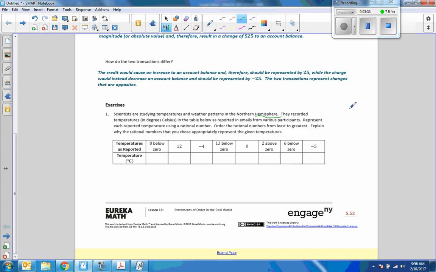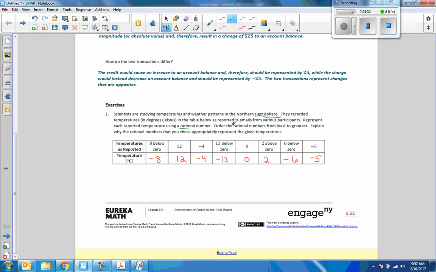Represent each reported temperature using a rational number. Rational meaning ratio is the root of rational. Rational numbers are any numbers, positive or negative, that can be represented as a fraction. Order these rational numbers from least to greatest and explain why the rational numbers that you chose appropriately represent the given temperatures. So this says 8 below 0. Below 0 means it's negative, so I'm going to put negative 8. 12, that's positive, so it's 12 degrees. Negative 4 is below 0, it's negative. 13 below 0 is negative 13. 0 is 0. 2 above 0 is a positive 2. 6 below 0 is negative 6. And negative 5 degrees is just negative 5.